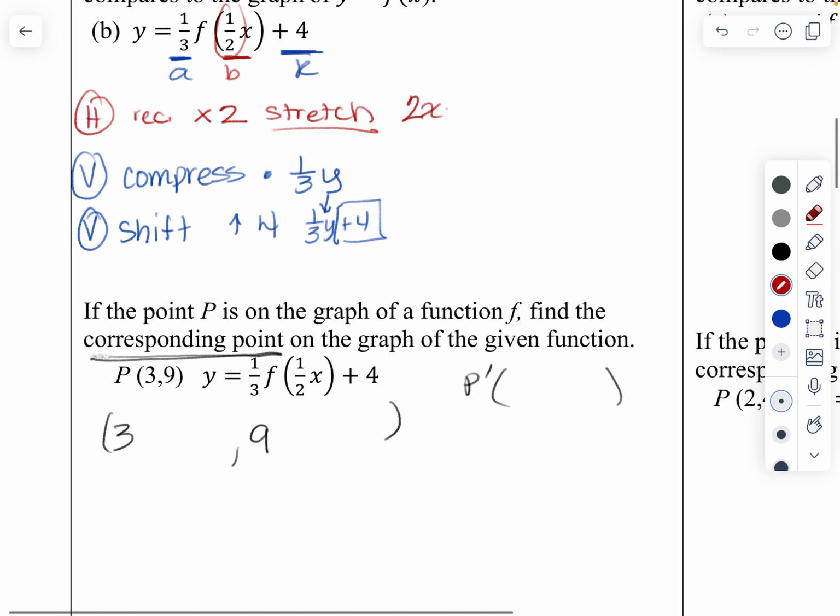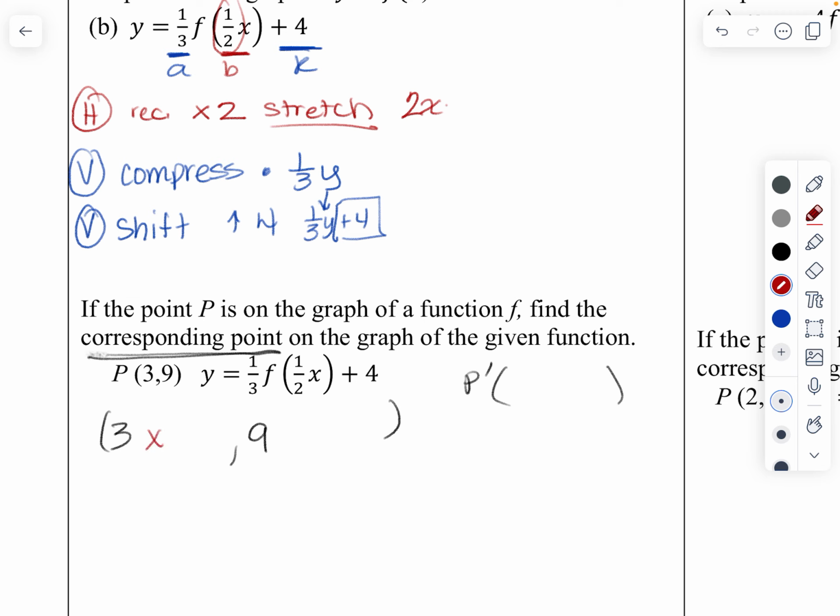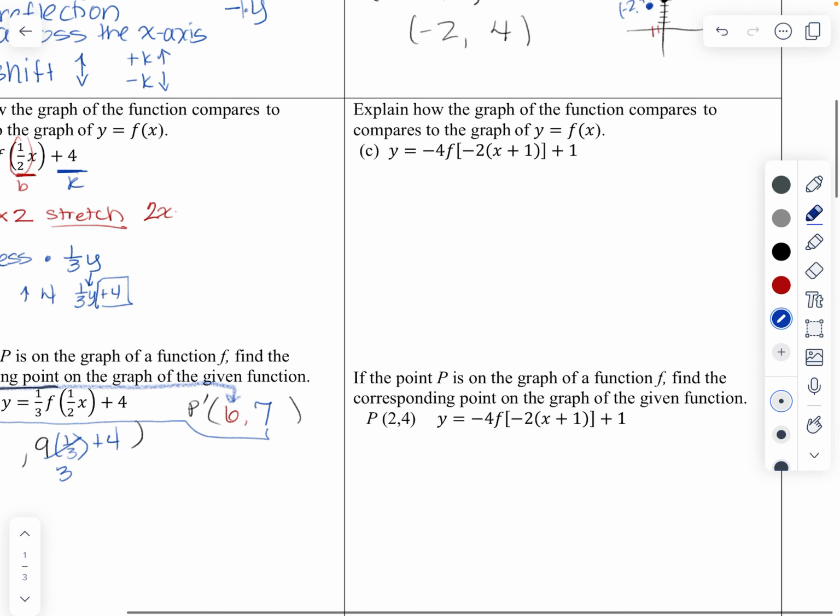And we're going to put it through the transformation. So we're going to do horizontally, we're just going to stretch from out 3 to out 6. Okay. And then we're going to take 9, multiply it times 1/3, and then add 4. So 9 times 1/3 is 3, plus 4 is 7. And so that point moved from 3, 9 to 6, 7. So you can see that the 3 doubled to 6. Okay, and 9 was cut in 1/3, and then 1/3 of 9 is 3, and then pushed up 4. Got it?